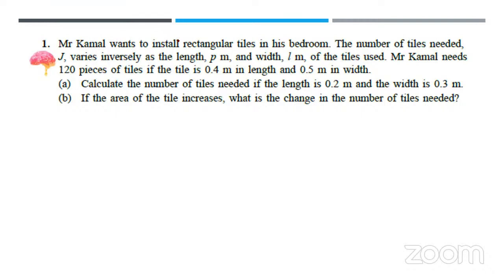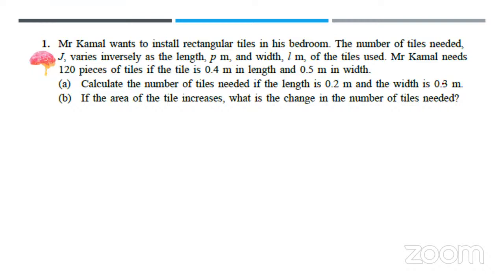Mr. Kamal wants to install rectangular tiles in his bedroom. The number of tiles needed, J, varies inversely as the length P, meter, okay? Pay close attention to the unit, and width, L, also meter, of the tiles used. Mr. Kamal needs 120 pieces of tiles if the tile is 0.4 meters in length and 0.5 meters in width. Okay, A, calculate the number of tiles needed if the length is 0.2 and the width is 0.3.